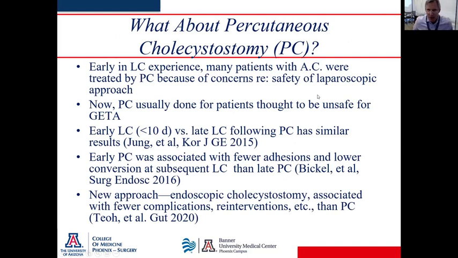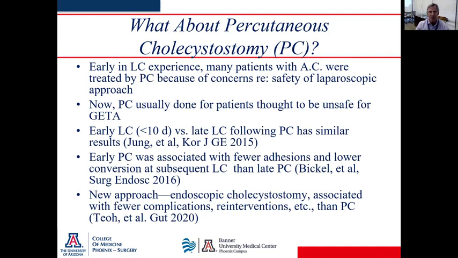And early on, again, we were concerned about the possibility of causing harm by performing lap chole in the presence of acute cholecystitis. So early in our experience, there was a fairly low threshold for performing percutaneous cholecystostomy to try and cool patients off. Now, most of the time, this is usually only done for patients thought to be unsafe for general endotracheal anesthesia. And it's been shown that after percutaneous cholecystostomy, early lap chole has similar results to later or delayed lap chole.